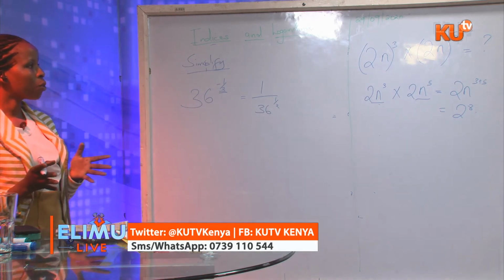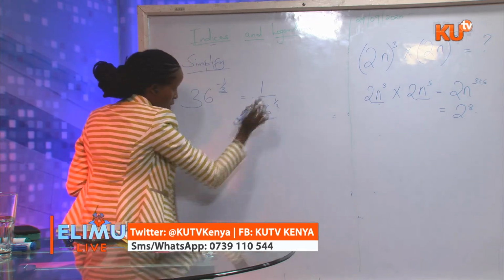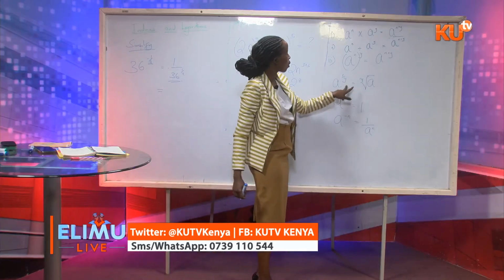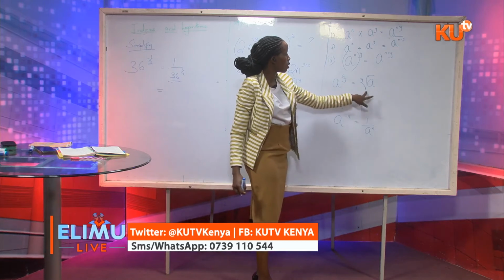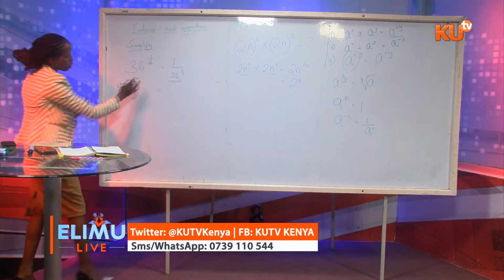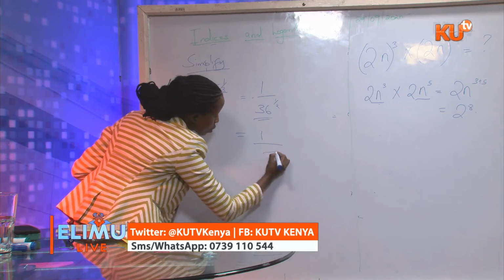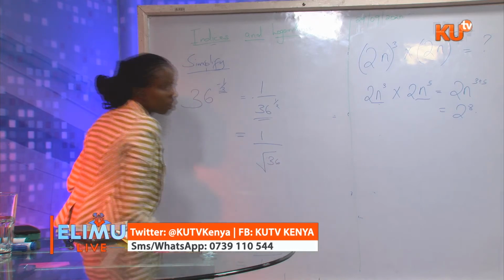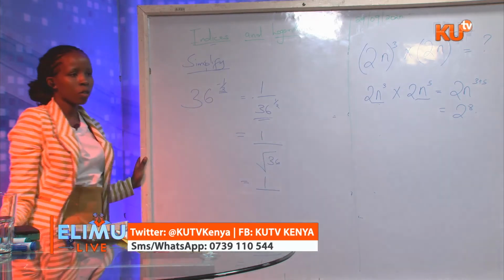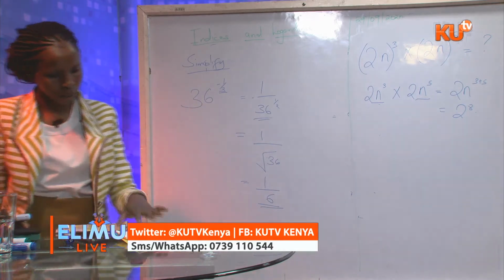Now, this is a fractional index. Remember I said a raised to 1 over y is the same as the root y of a. So this will be 1 over, and this narrows down to the square root of 36. And this gives us what? 1 over the square root of 36, that is 6. That gives us our answer.